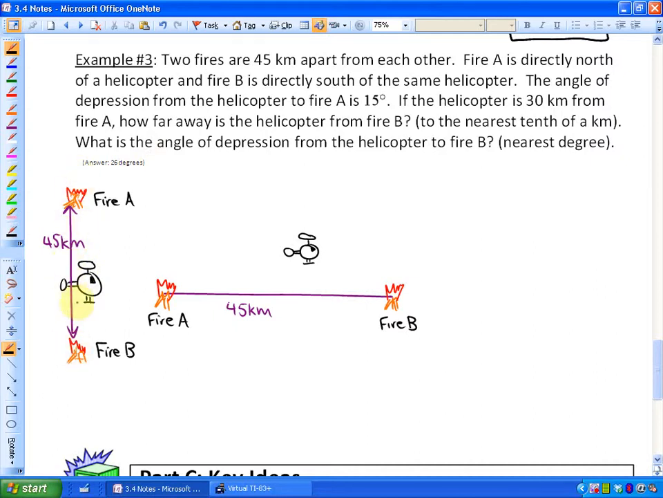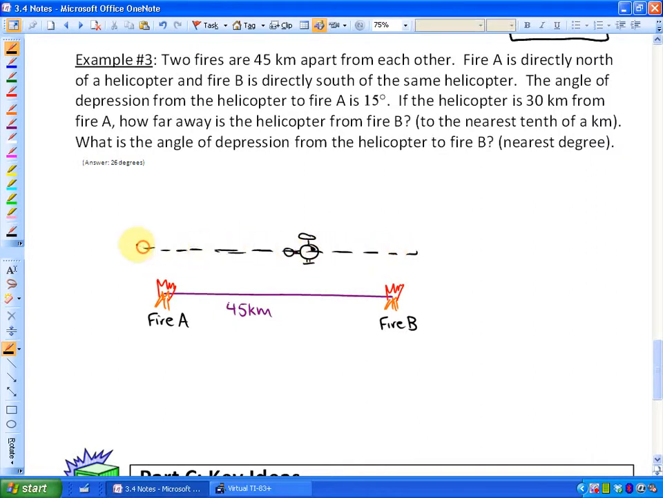Unfortunately, this picture here won't do it, because we can't create a triangle if the helicopter is in line with the fires. So what you want to do is picture it from the side, because then we can indicate the angle of depression. So I'm going to rather look at this picture right here. So picture this as being directly north of the helicopter, this is directly south. But it does state that the angle of depression from the helicopter, and this is angle of depression, is the angle down from the helicopter to fire A, is 15 degrees.